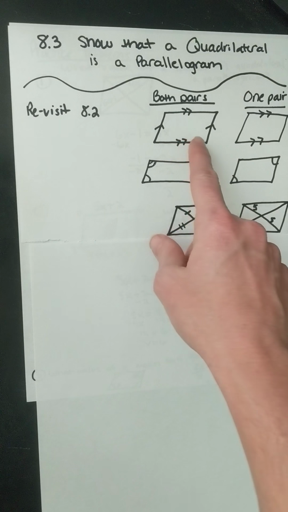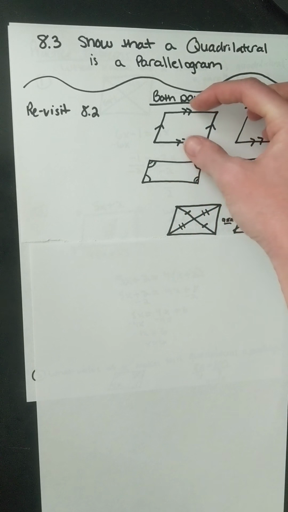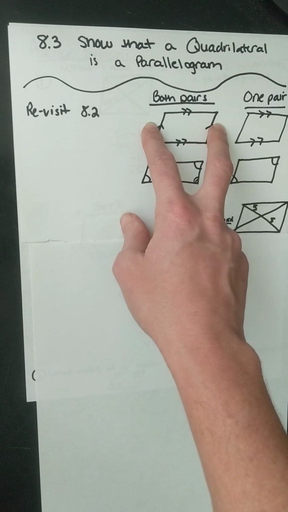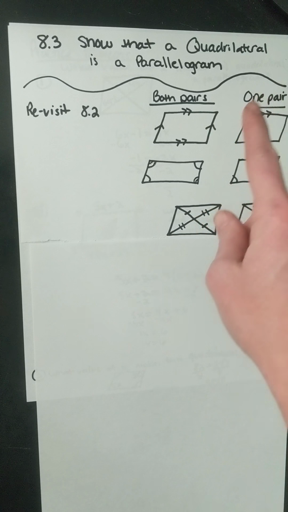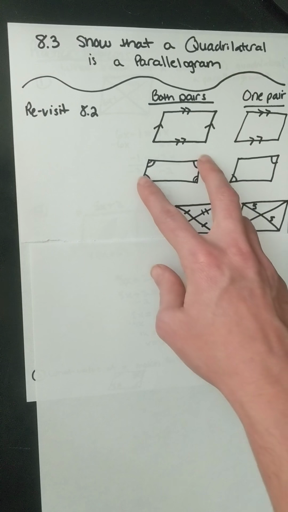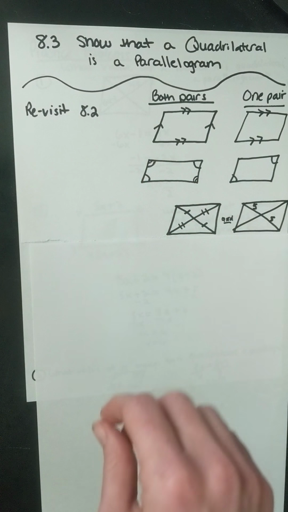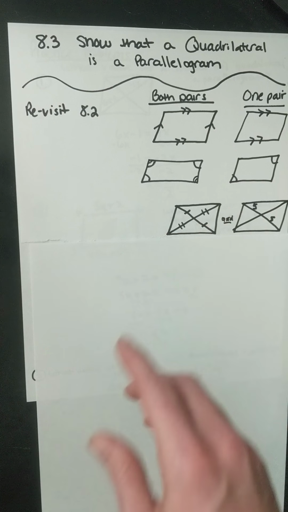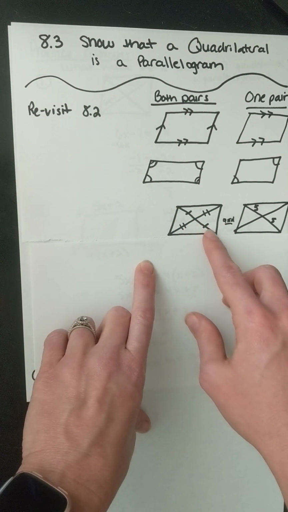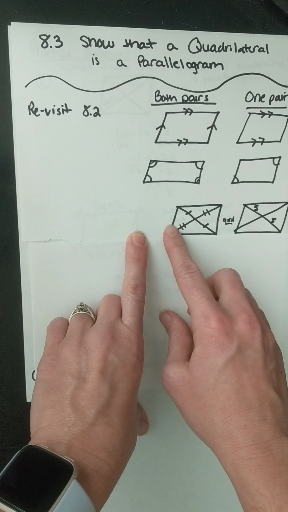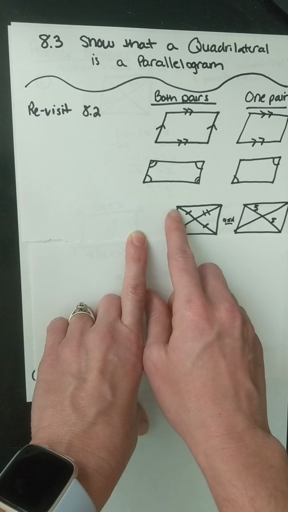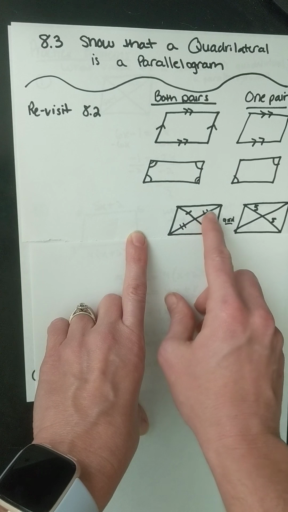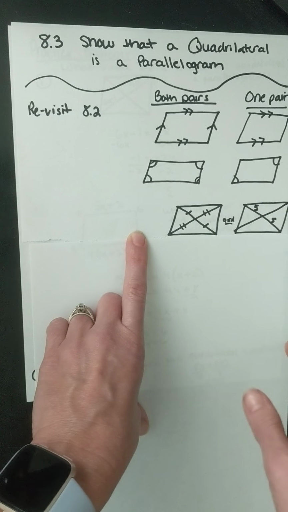First, if a quadrilateral is a parallelogram, it should have two sets of parallel lines. Next, you should have two sets of congruent angles. And the last part we talked about was if a diagonal goes through a parallelogram and it's bisected, that means each segment cuts in two equal parts, then it is a parallelogram.